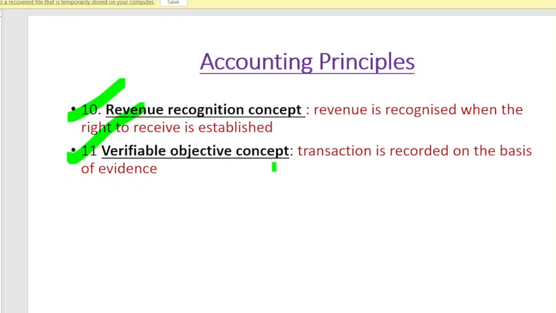And verifiable objective concept says the transactions should be recorded on the basis of evidence. So whatever the transactions are done, there must be some evidence that supports or justifies the transaction. Some voucher, payment receipt, or kacha bill, anything should be there that justifies that the transaction is actually being made. So this is all about the accounting principles. Thank you.